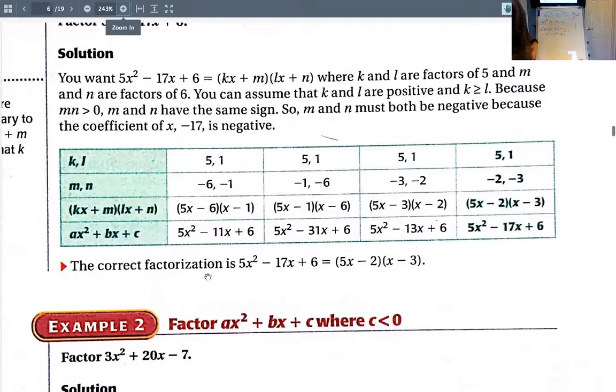So all of you that already understand the algorithm, after you're done, or while you're doing it, identify K, L, M, and N. That's your new challenge.